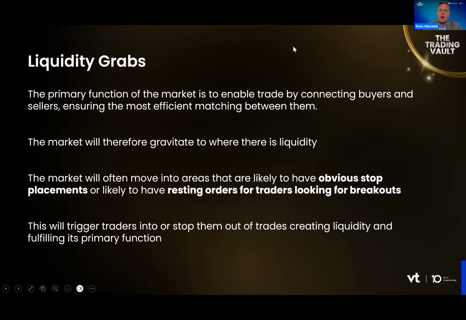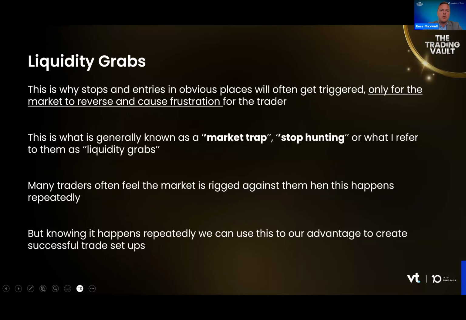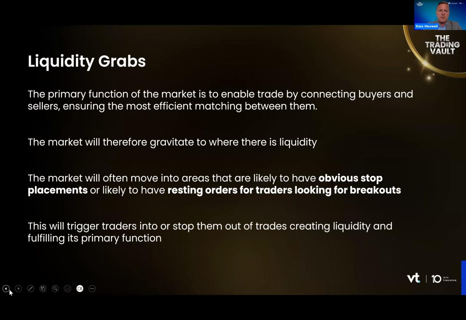To understand why they happen, you have to understand the primary function of the market. The primary function of the market is to enable trade by connecting buyers and sellers, ensuring the most efficient matching between them. If you think of any marketplace, not just the financial markets, even a fruit and veg store, it's to supply the product and sell as many of the product as you can to the people that want to buy it. So it's matching buyers and sellers. That is the primary function of any market. So the market will therefore gravitate to where there is liquidity, where it can facilitate trade. That's the same in the financial markets.